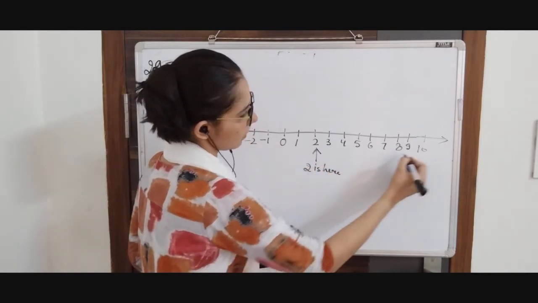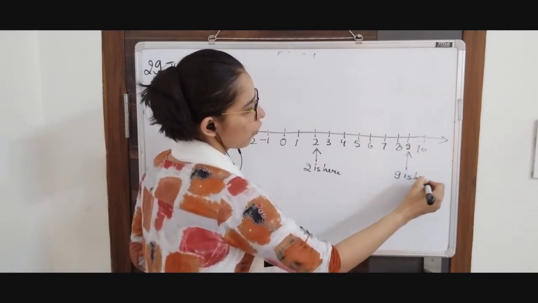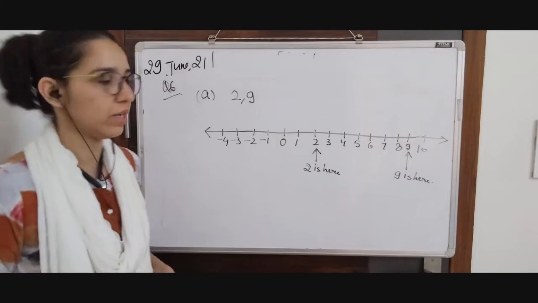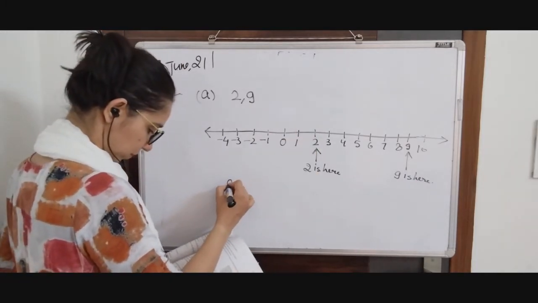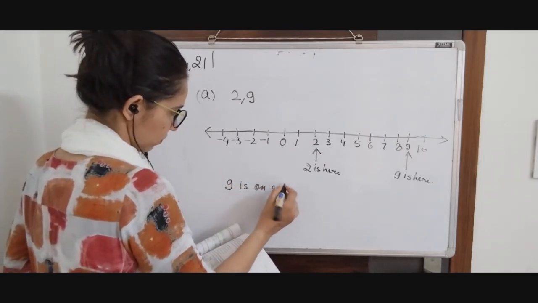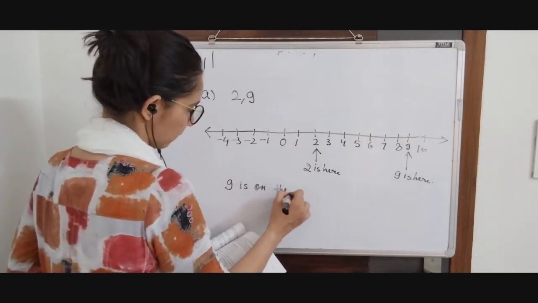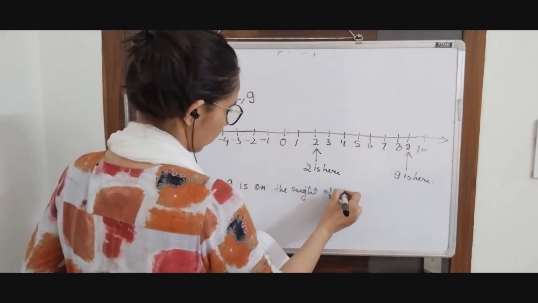And where is your 9? 9 is here. Now which number is on the right hand side? Obviously 9 is on the right hand side. So 9 is on the right of 2.